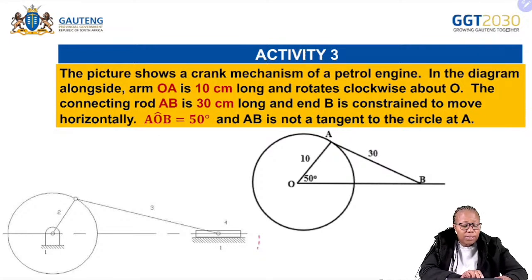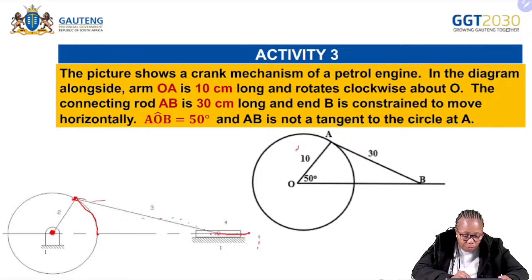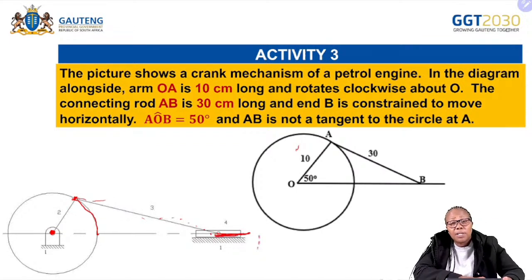In the diagram alongside, an arm OA is equal to 10 centimeters indicated, and it rotates clockwise about O. That means this is point O, it comes from this point here. And if it is rotating clockwise, this point here moves along this line of a circle, moving clockwise in this direction. As it is doing so, it is pushing this line here to move up and down. That is the mechanism of a crank mechanism of a petrol engine.